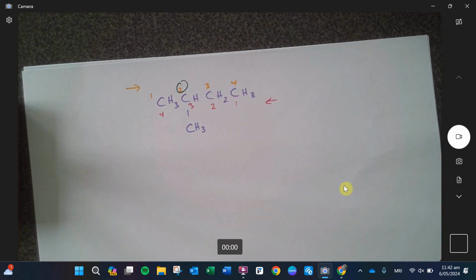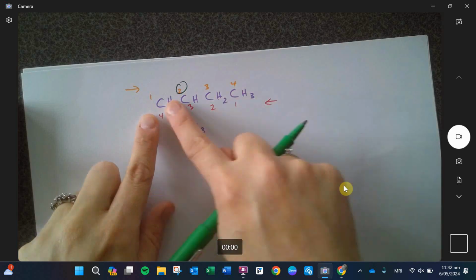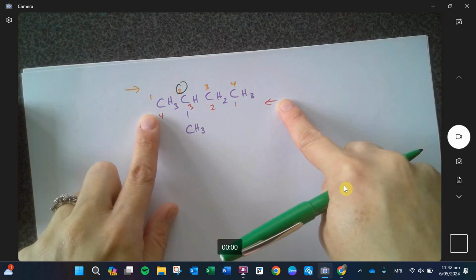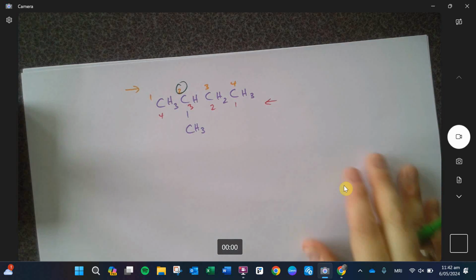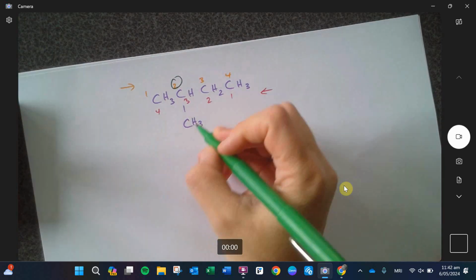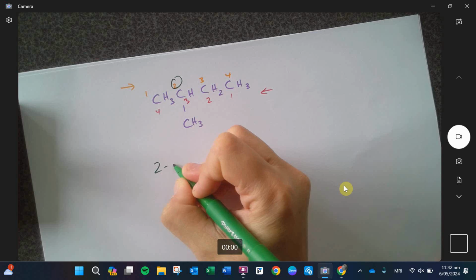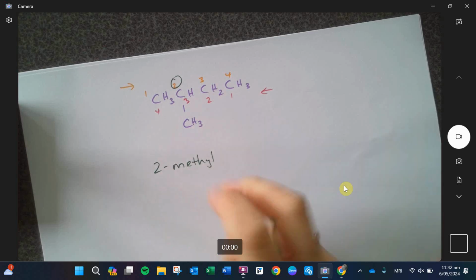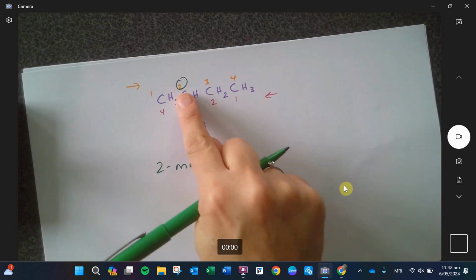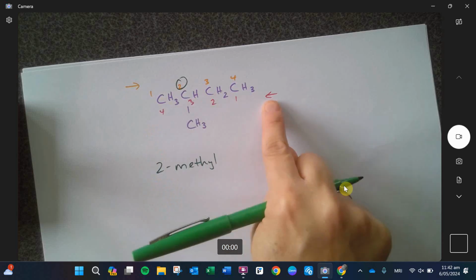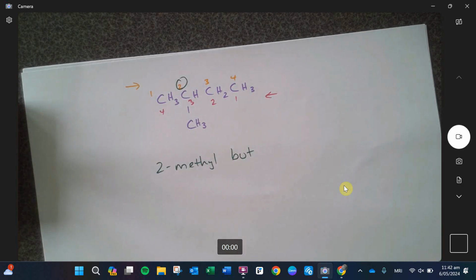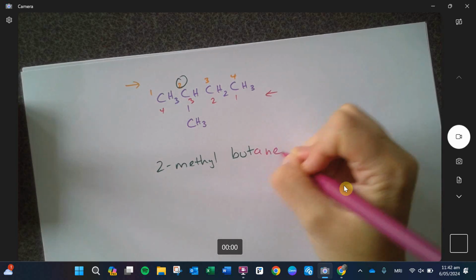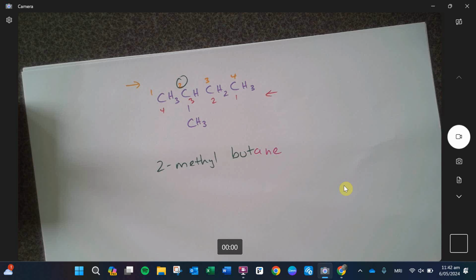Now, since I've set that as my numbering, if there was anything else attached to this carbon, then it would be based off of this numbering pattern. So we can only number it once. So this would make this a 2-methyl, because once again, we have 1 carbon. It's attached to carbon number 2, and there are 4 carbons attached to it. So 4 is but. And then we're going to go A-N-E as our ending, because we are still dealing with an alkane.